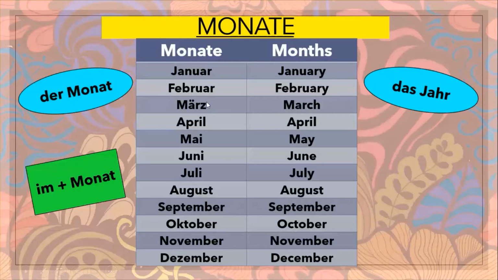Note that the A in the German language has the umlaut and therefore the pronunciation would be with ä. So März. April, April. May, Mai.